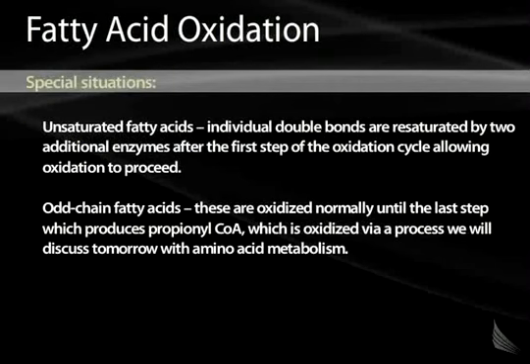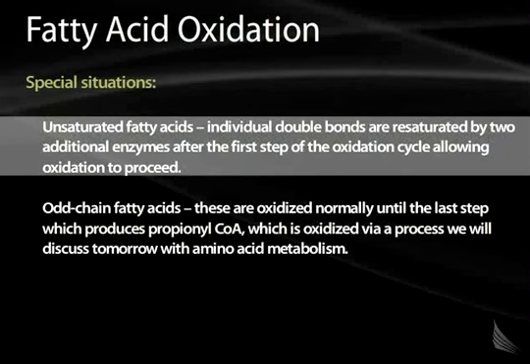Now there are a couple of special situations that we need to discuss. What do we do with unsaturated fatty acids? Well, unsaturated fatty acids, when they enter fatty acid oxidation, are first treated by resaturating the individual double bonds. And there are 2 additional enzymes after the first step of the oxidation cycle which cause that to happen. And so as it proceeds through fatty acid oxidation, when it reaches a double bond, these 2 additional enzymes resaturate the double bond, and then oxidation continues to proceed.